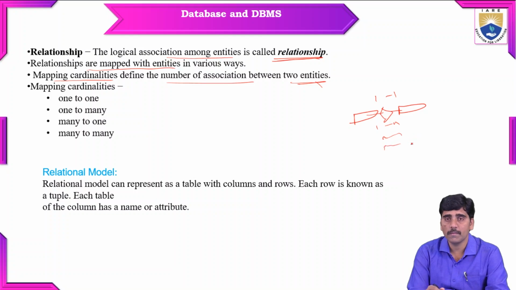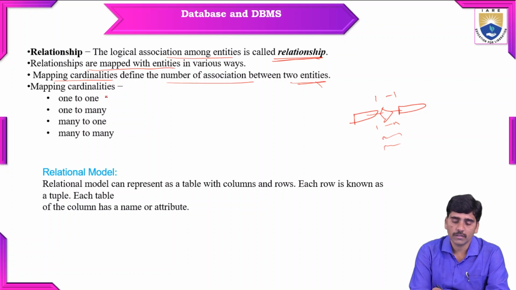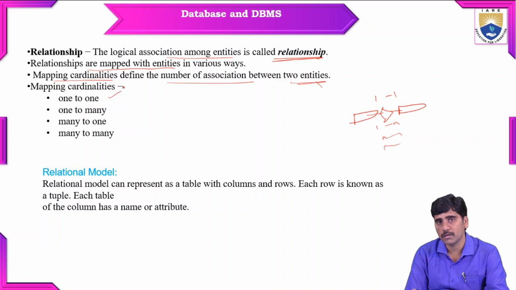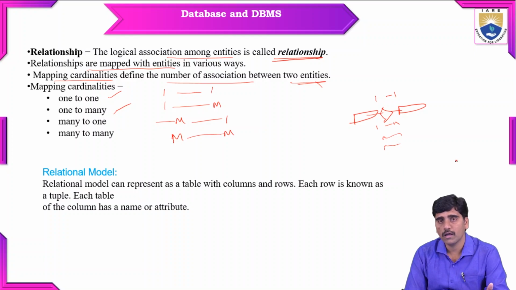So the mapping cardinalities are nothing but the types of relationships. One to one is one type of relationship, then one to many, many to one, and many to many. These have a certain level of instances that perform the relationship between two entities.